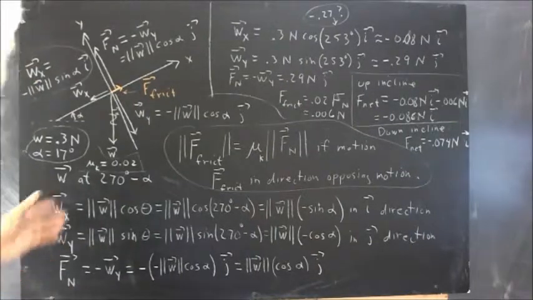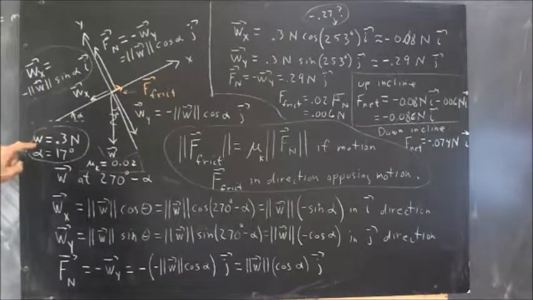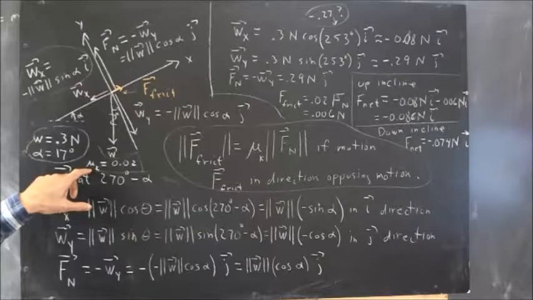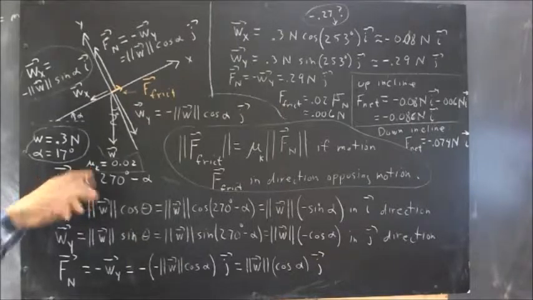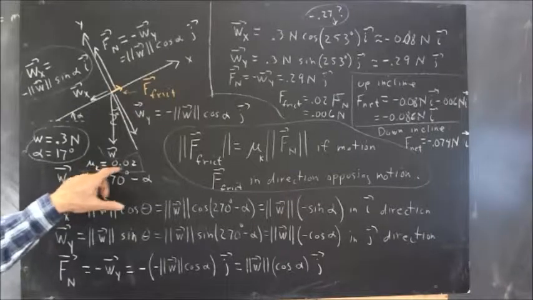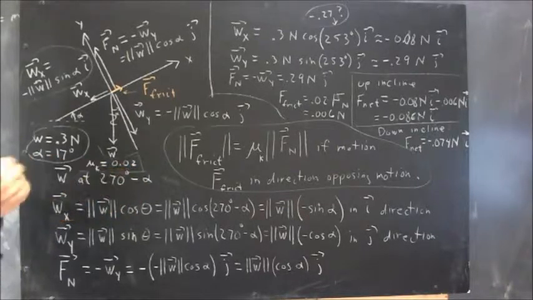Okay, once again, we're going to work this out for a weight of 0.3 newtons and an angle of elevation of 17 degrees, with a coefficient of moving friction, kinetic friction. This is actually rolling friction, but we're not going to make a distinction, 0.02, 2%.